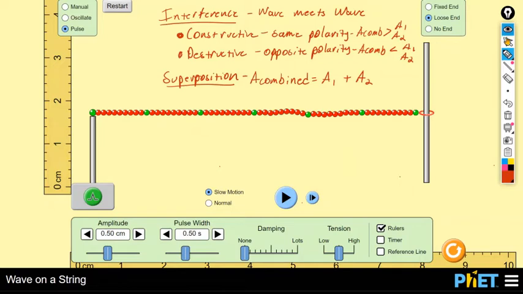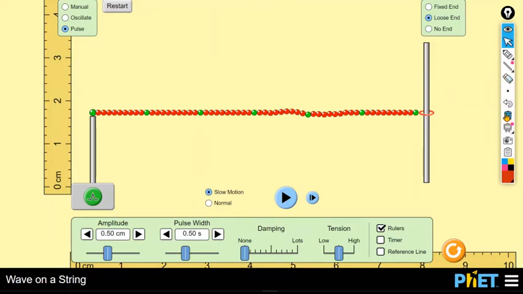All right. Now, with all these phenomena together, interference, superposition, and reflection, we can produce something called standing waves, and that's the next topic we're going to. Standing waves. To understand how to produce a standing wave, you first have to understand reflection, what happens when a wave meets a boundary, and interference, what happens when a wave meets another wave. With these two things, we can produce standing waves.